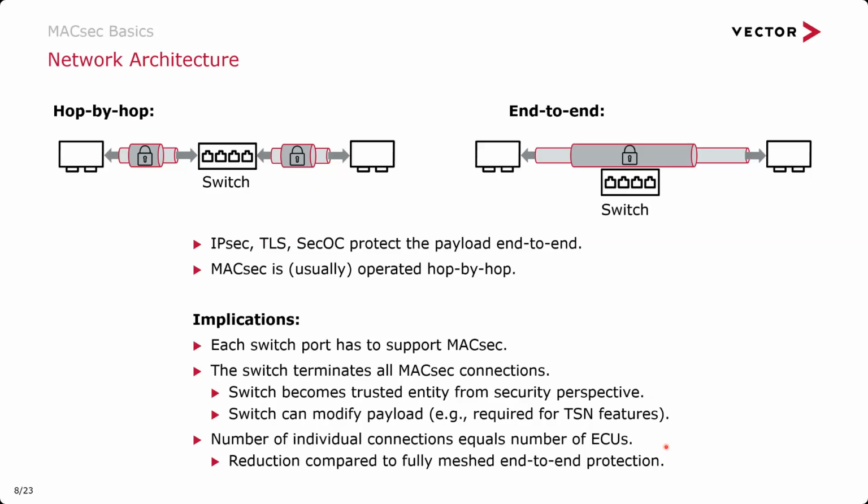And finally, another implication of this is that this architecture reduces the number of connections that are needed compared to an end-to-end connection. So if you have 10 ECUs with this hop-by-hop approach, it will be 10 connections, one connection from the switch to each of the ECUs. Whereas if you would have end-to-end connections, it would be basically 9 plus 8 plus 7 plus 6. So it would be many more connections here.